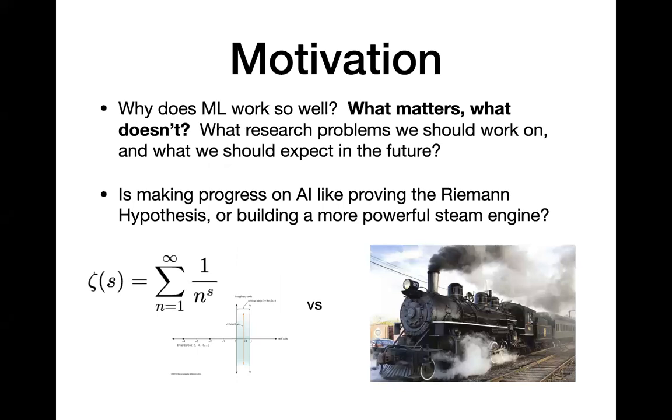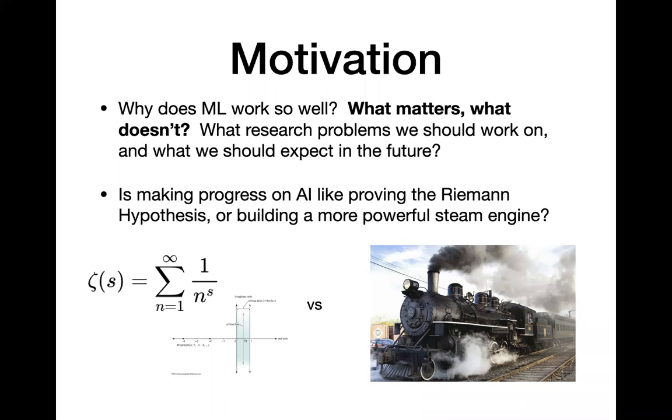I guess there are two motivations, two ways of saying maybe the same motivation. One is, why does machine learning work so well? At least if you believe that it's working well, and I think it's working very impressively. What matters and what doesn't? Is it the algorithms, the architectures, the choice of loss function, the data set? What is it that matters and what doesn't? This matters a lot to me because I always want to work on the thing that seems like it's going to be most important and maybe easiest to make progress on. So I think this tells us something about what kind of research problems we should work on, and how we should think about the future of the field.